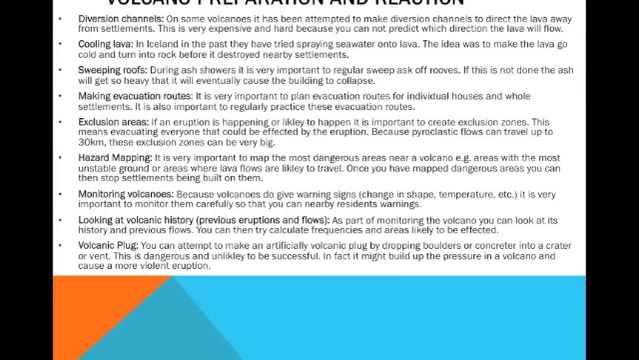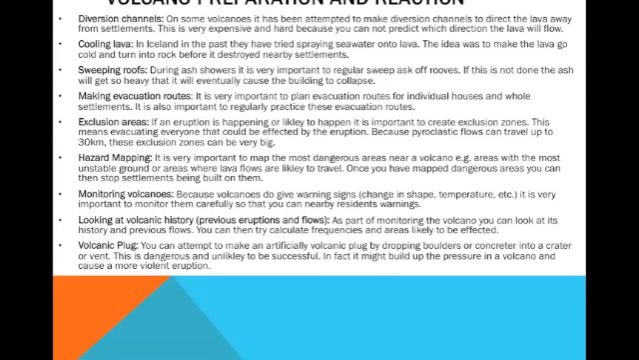Exclusion areas. If an eruption is happening or likely to happen, it is important to create exclusion zones. This means evacuating everyone that could be affected by the eruption. Because pyroclastic flows can travel up to 30 kilometers, these exclusion zones can be very, very big.